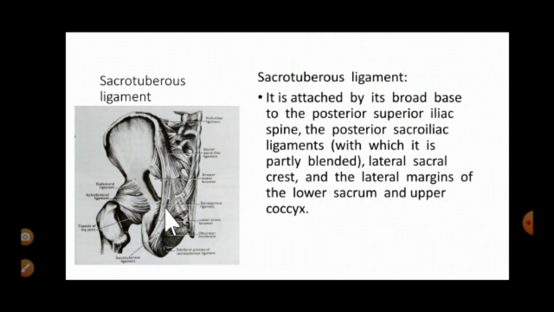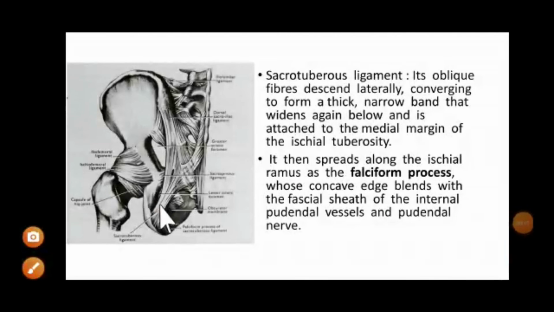Now, all these fibers of the sacrotuberous ligament narrow down to form a thick band here. This is the narrow part of the sacrotuberous ligament. It then further goes down and widens, and gets attached to the medial margin of the ischial tuberosity. And then it extends onto the ischial ramus and forms a falciform process. So this here is the falciform process of the sacrotuberous ligament, and this blends with the fascial sheath of the internal pudendal vessels and the pudendal nerve.